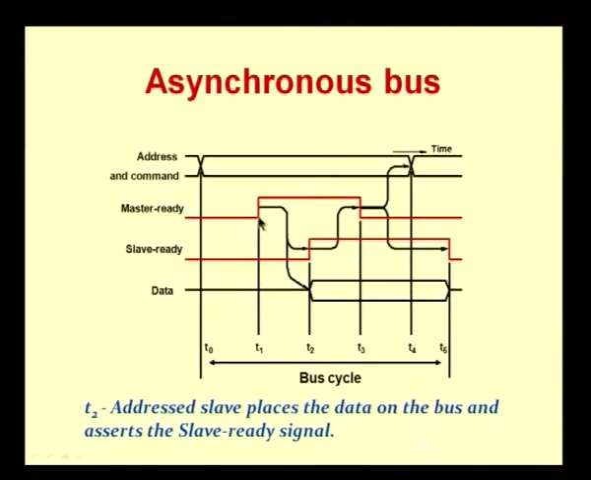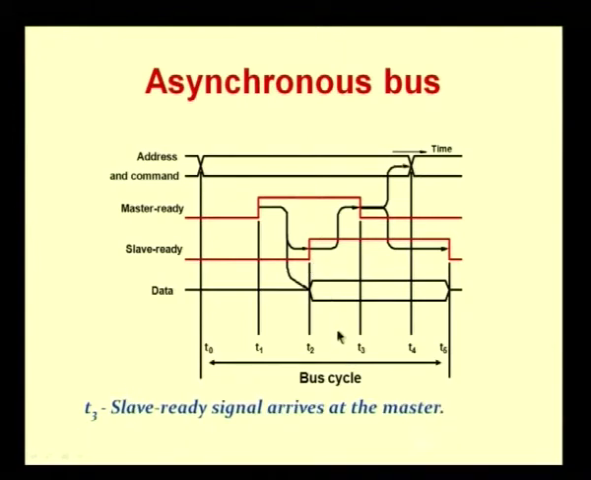Master ready is given at time t1 after the address and command are placed, and after the master ready signal is given, decoding and identifying which device is to be accessed takes place, and that device actually gets the data and puts it on the bus. And at the time at which it puts it on the bus, at time t2, the slave ready signal is given.